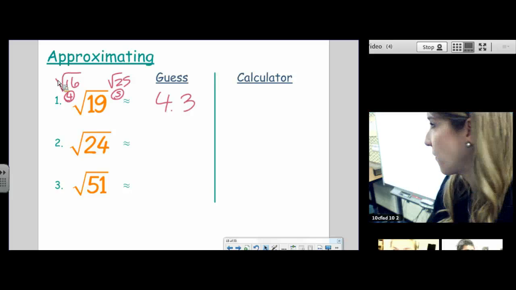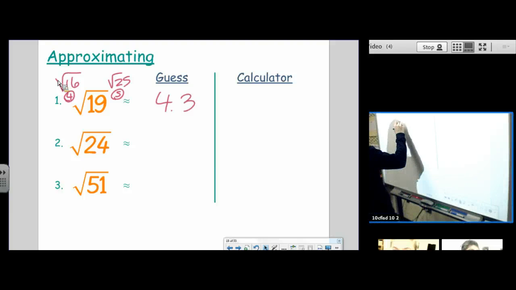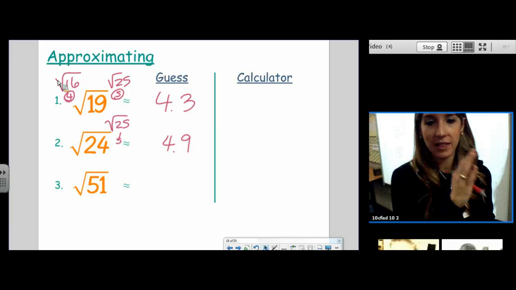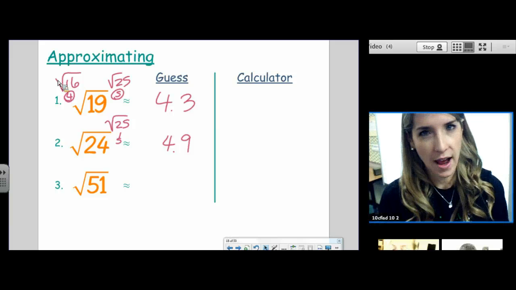Okay, 24. All right, I'm not even going to do the other one on the other side. That is really close to the square root of 25, which is 5. So it's going to be a number really close to 5. It's going to be a little bit less than 5, but really close to 5.